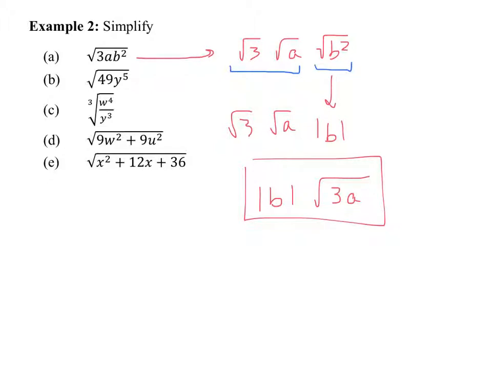Now, for part B, take a look at this. We've got 49y to the fifth. How can I separate that? What's 49y to the fifth? And separate it into perfect squares and non-perfect squares.